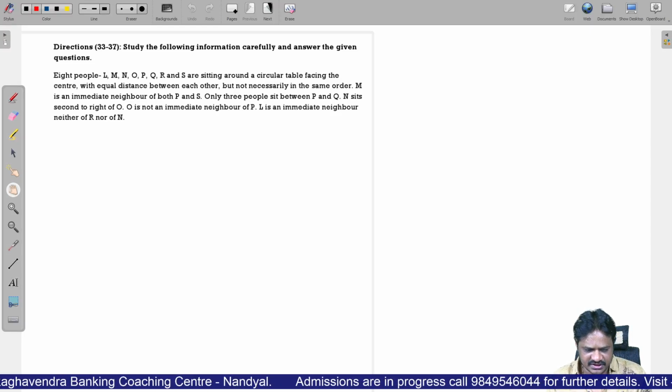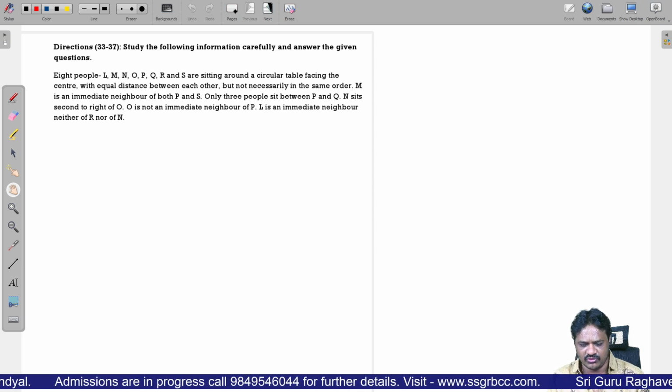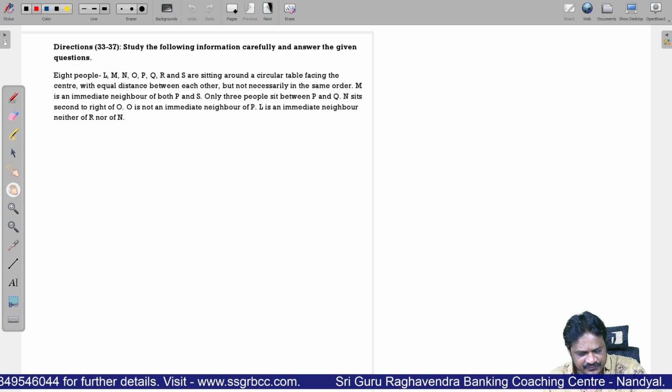Okay, let us see the seating arrangement 33 to 37. Study the following information carefully and answer the given questions. There are 8 people L, M, N, O, P, Q, R, S. They are sitting around a circle table facing the center with equal distance between each other, not necessarily in the same order. M is the immediate neighbor of both P and S.